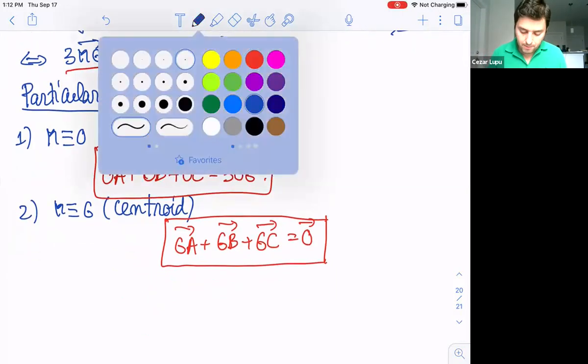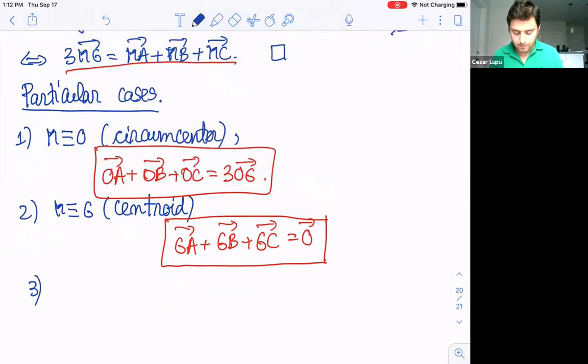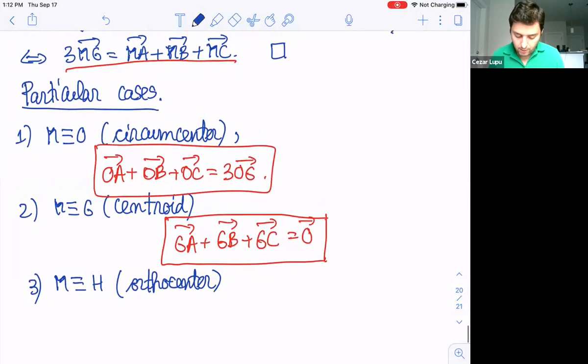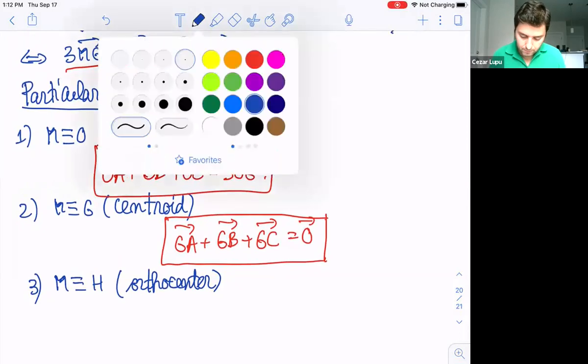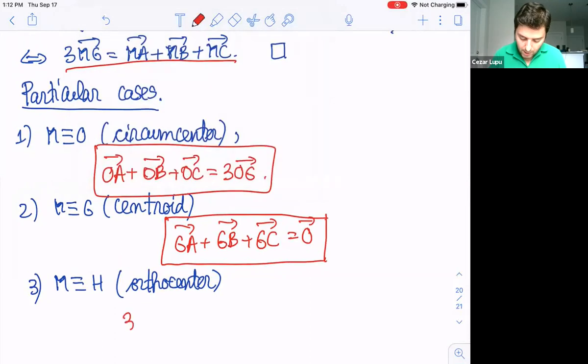And the third one, what if we put here, okay, I actually have 4 points. M, let's say, is the orthocenter H. So we will have that 3HG vector will be HA vector plus HB vector plus HC vector.